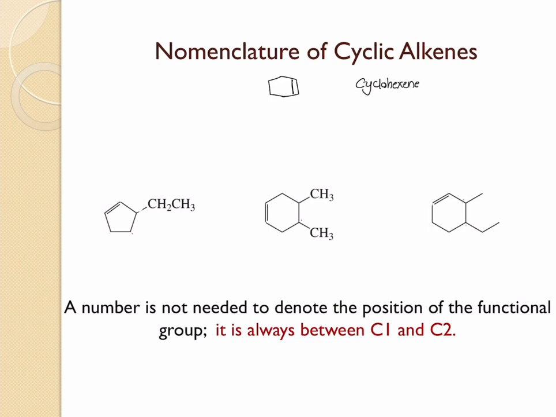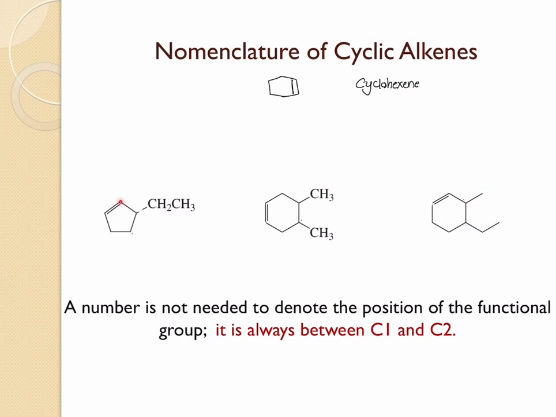And this double bond by default is going to occupy position 1, and therefore you don't have to put the 1 in the front of it. You just need to leave it as it is. So it is understood that the double bond is going to be at position 1 of the ring. Okay, now let's do some examples here.